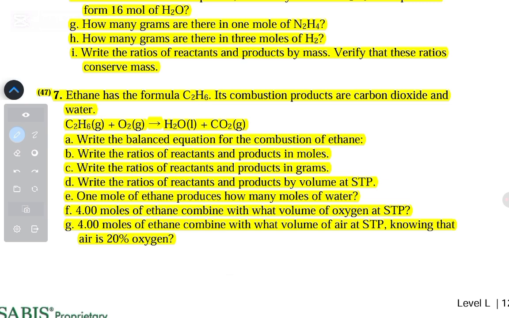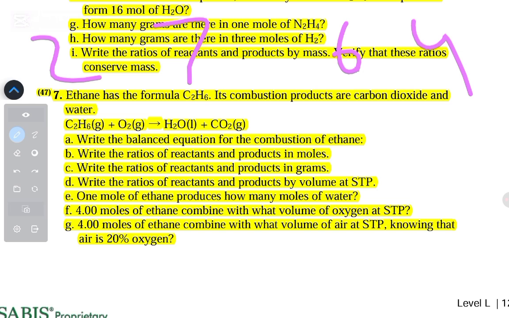Write the ratios of reactants and products by volume at STP. Okay, we have the volumes. We have 2, 7, 6, 4. Those were the ratios.